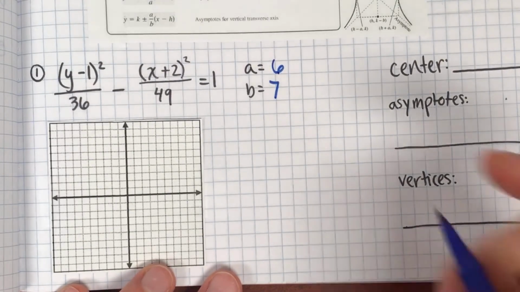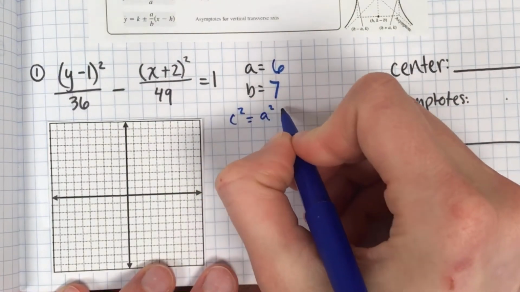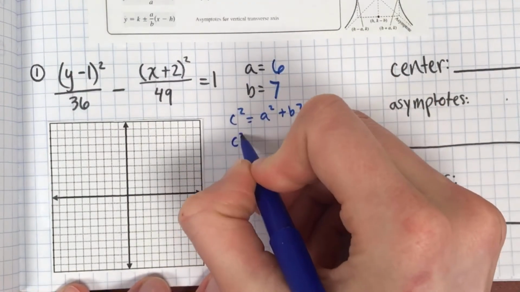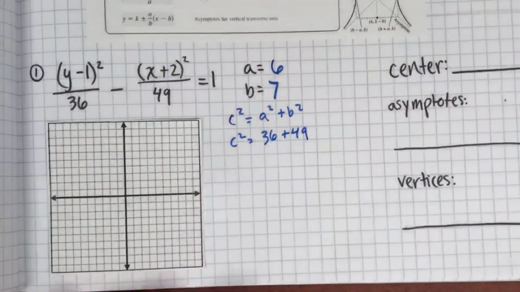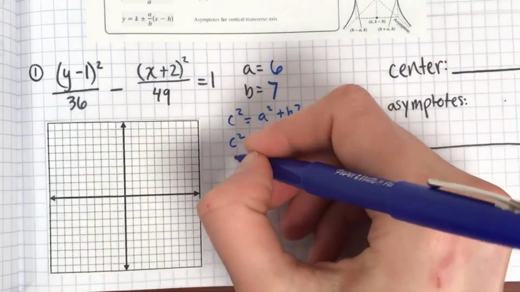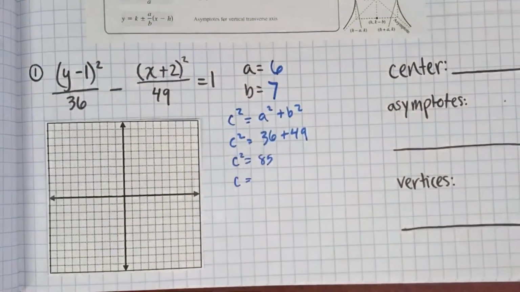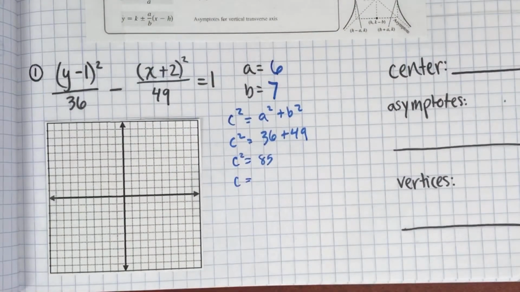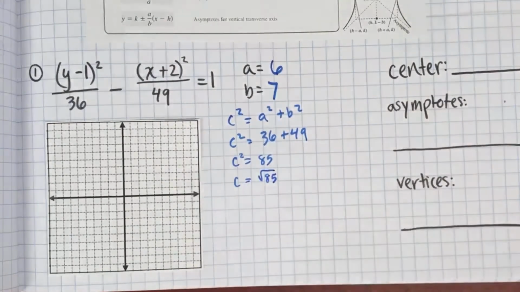To find our c value, c squared equals a squared plus b squared. So for this, we've got 36 plus 49. And our c squared equals 85. So c is going to equal, and let's just say the square root of 85.